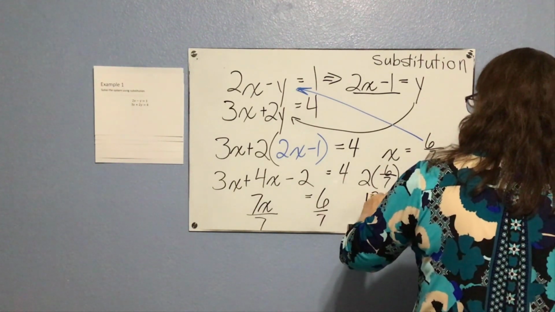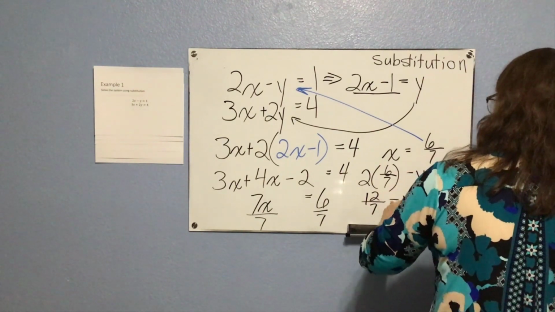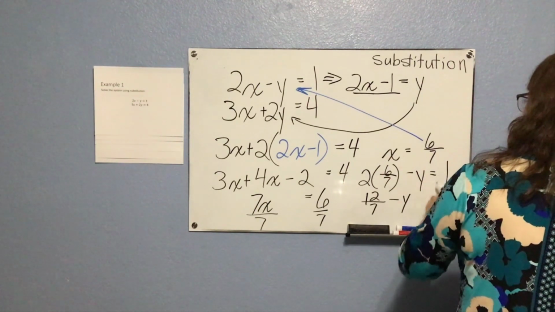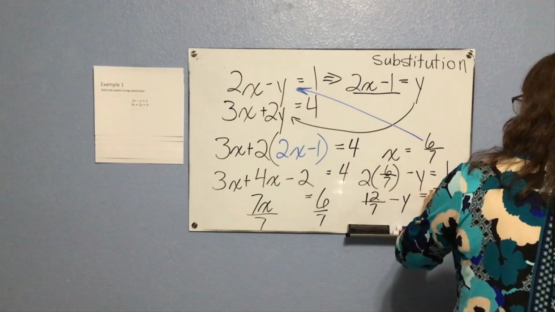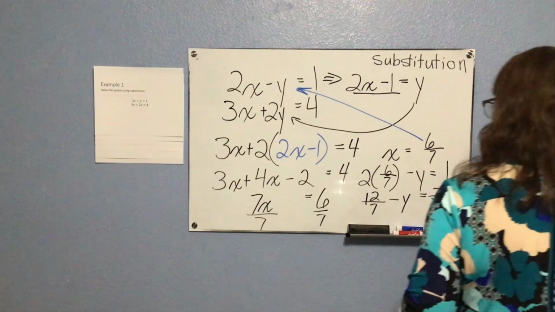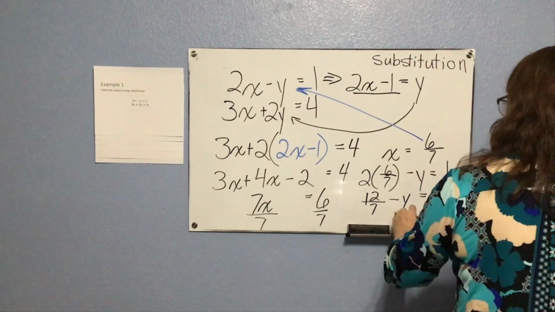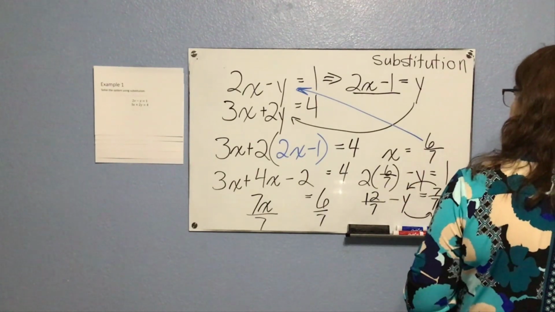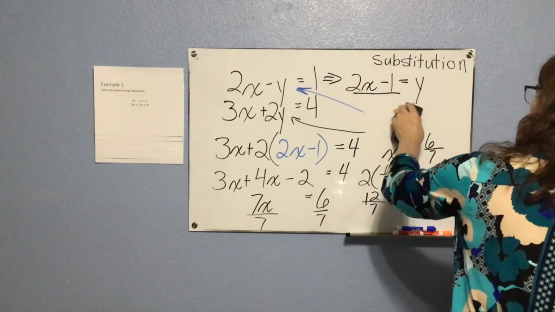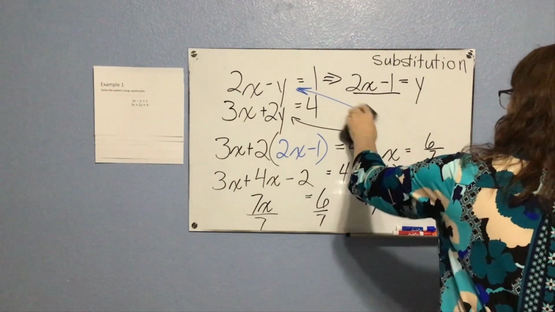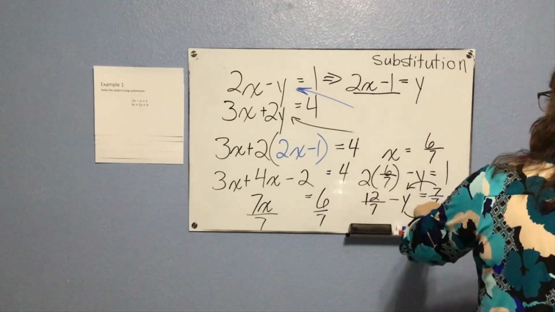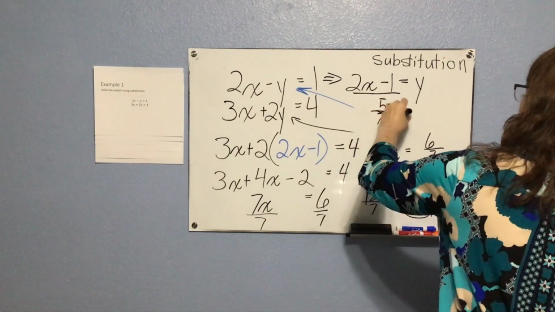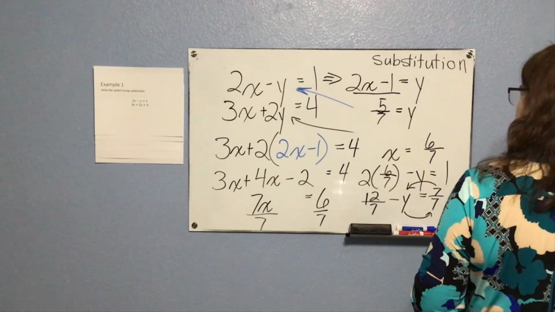Now I have 12 over 7 minus y, and I know I'm going to be combining this with the 1, so I'm just going to rewrite the 1 as 7 over 7. Once again, I'm going to bring the y this way. I'll bring the fraction this way. So 12 sevenths minus 7 sevenths is going to be 5 sevenths is equal to y.